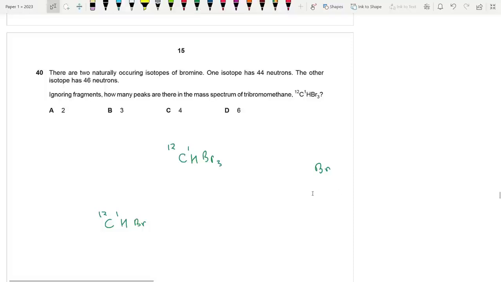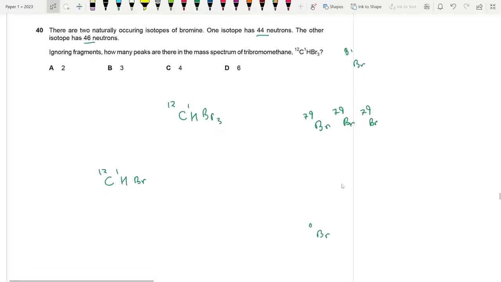For Br, we have 79 and 81, right? Br 79 and Br 81. So this is one combination, Br 79, 79, 79. Then the highest combination is Br 81, Br 81, Br 81. This will have a mass of 6 more than the first one. Then what's the other combination? Two Br 79s and one Br 81. It doesn't matter where we put this. It might be in the middle or the first one, doesn't really matter.